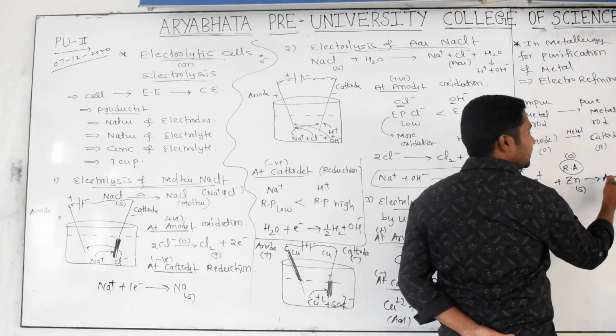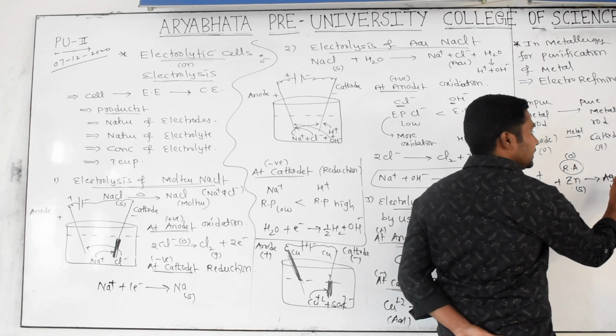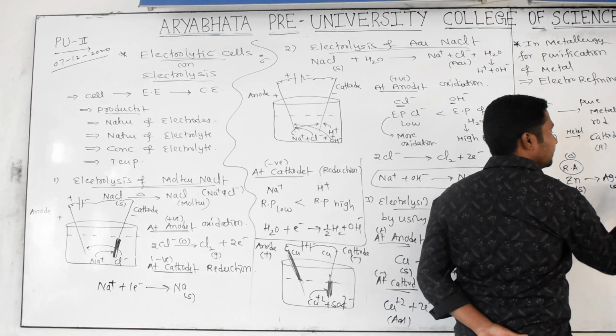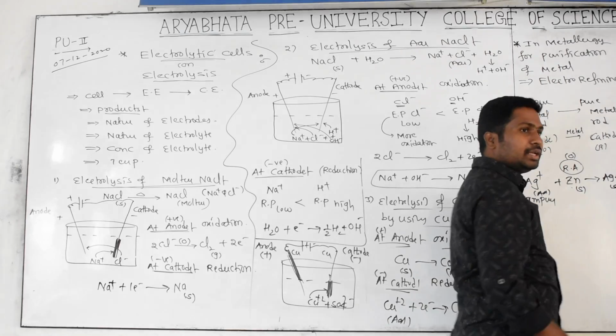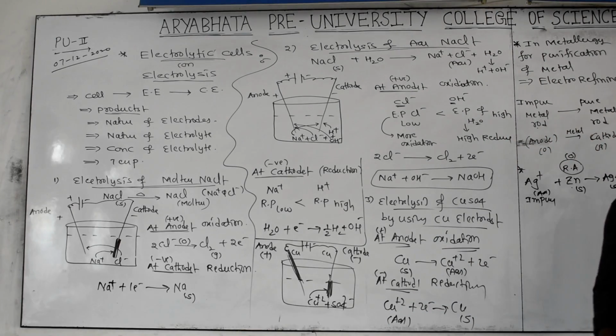Then silver becomes solidified, and zinc goes into the aqueous medium. Very simple, no? Initially in the solution we have Ag plus particles, and collecting them would be very difficult. Just add zinc. What happens? Zinc goes into the liquid medium, and silver settles down. Then we can filter it and get the silver.